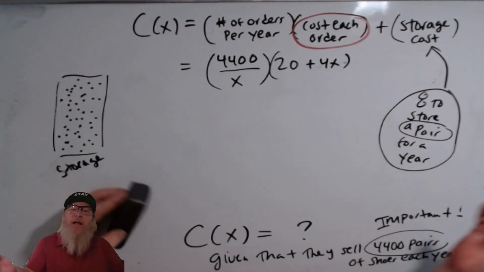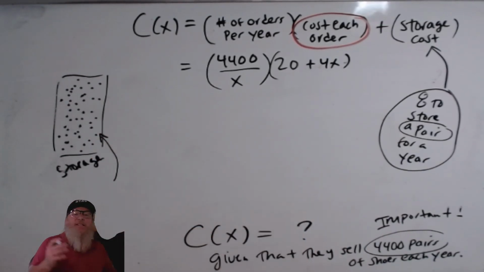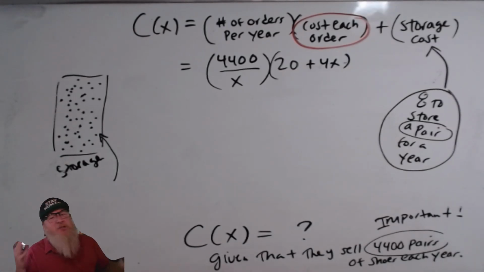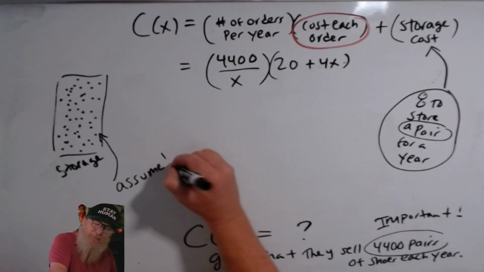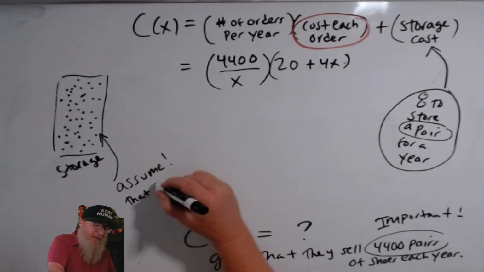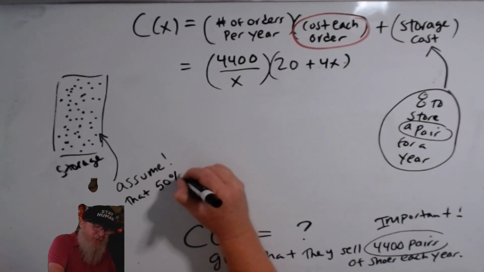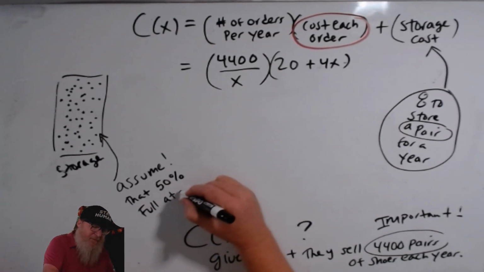Well, this is where we have to make an assumption. This is kind of like the box problem, where I assumed it was a square. So we are going to make this assumption, and you can make the same assumption when you do this problem. Assume that the inventory is only 50% full at any given time.